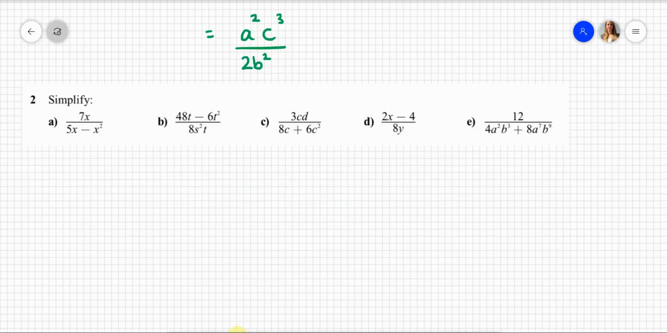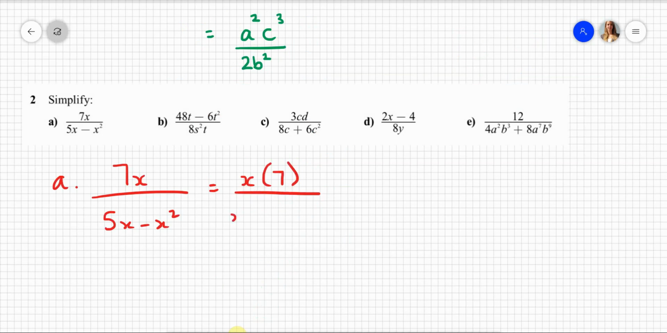I'm also going to run through a couple of the questions from question 2. So for part A, 7x over 5x minus x squared. You can factorise x out of the numerator and the denominator. So then that x over x equals 1. So you've got 7 over 5 minus x.